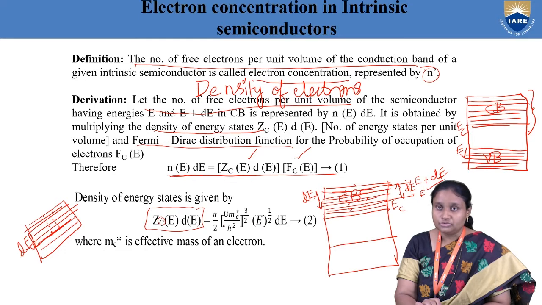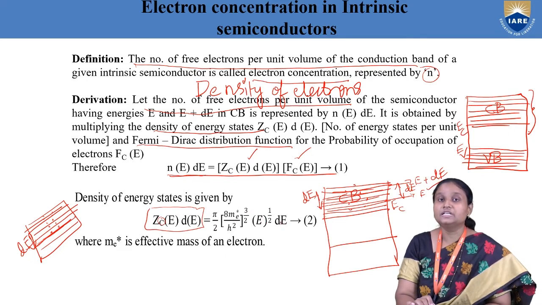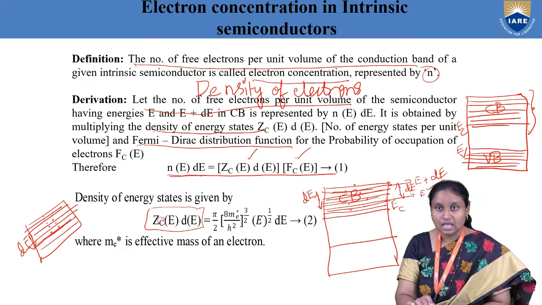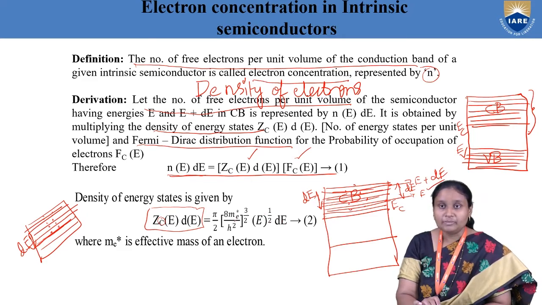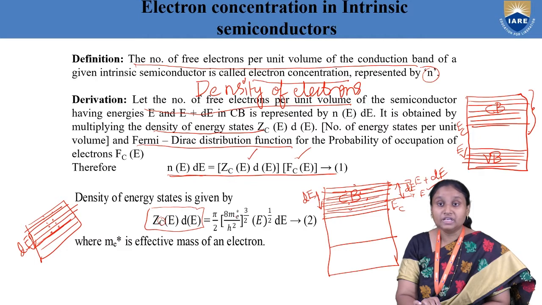Z of E dE equals pi by 2 into (8 me star by h square) whole to the power of 3 by 2 into E to the power of half dE. So this is the expression for density of energy states. And as you can make out, what is me star? Me star is the effective mass of an electron.